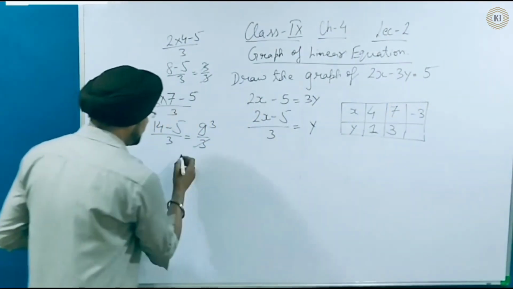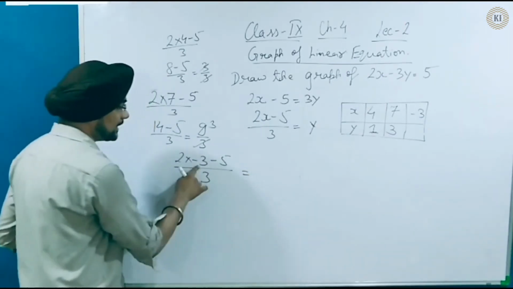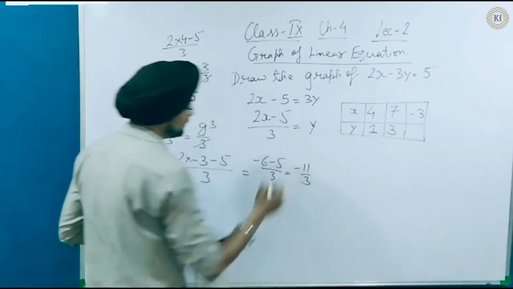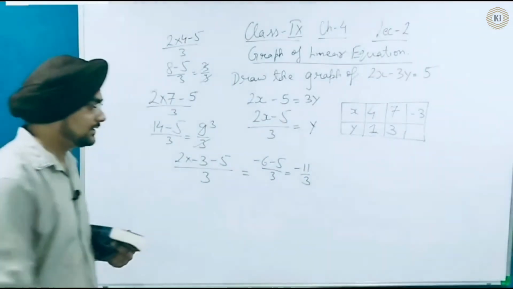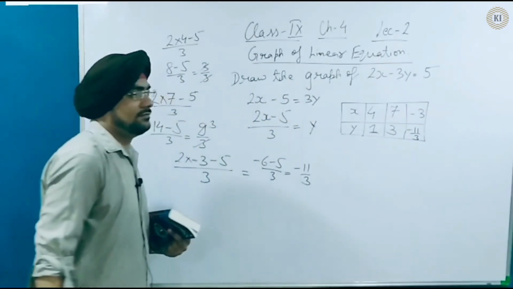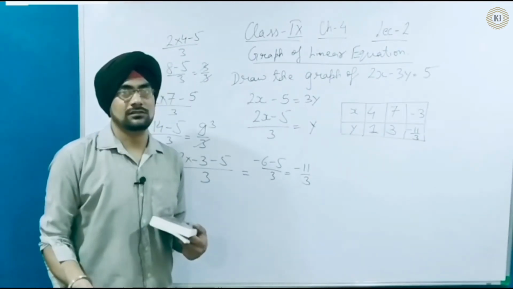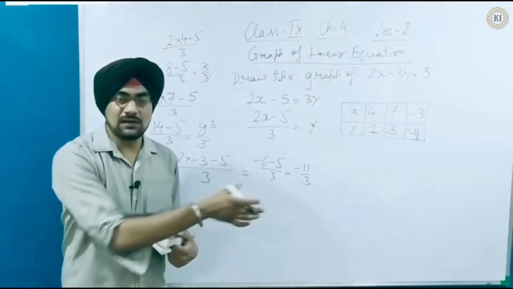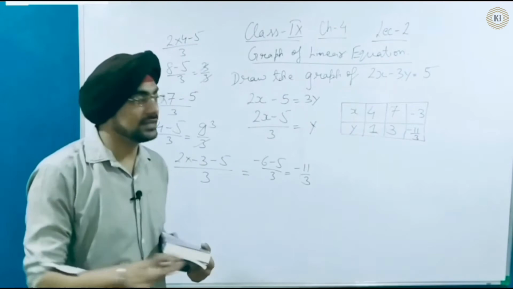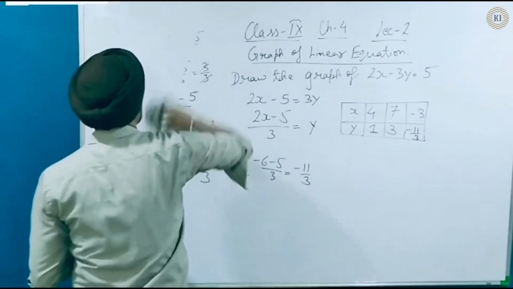So 2 into minus 3 is minus 6, minus 5 upon 3, so minus 11 upon 3. So we can plot minus 11 upon 3. We can take one fractional value only in that case when for most values of x our value is coming in fraction. So that is why, whenever we are at the last stage, we can take the value of y as fractional. Now plot these values here.